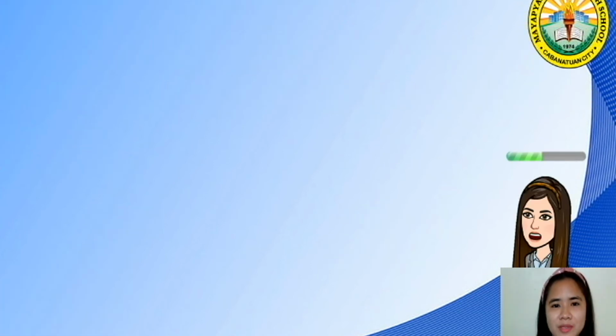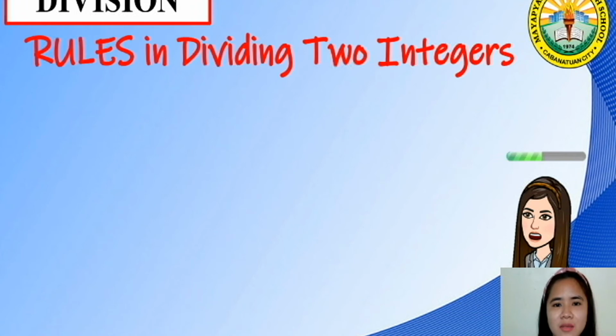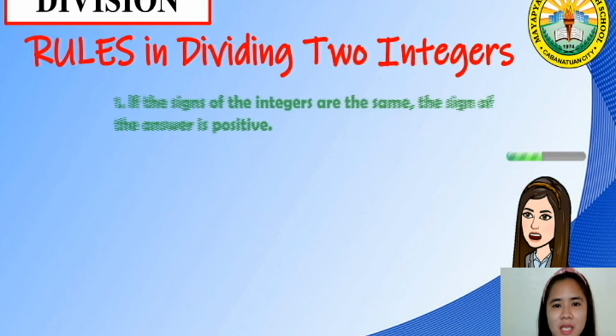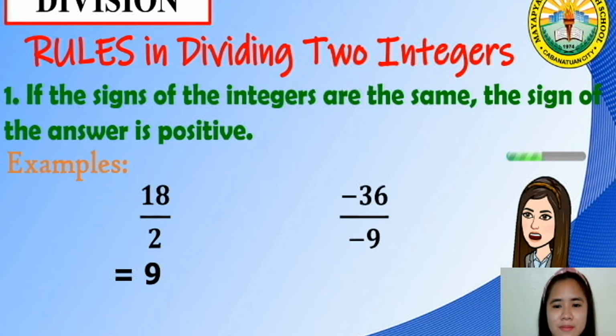The last operation is the division. The rules in division are the same as the rules in multiplication. That means, if the signs of the integers are the same, the sign of the answer is positive. Let's have examples. 18 divided by 2 is equal to positive 9. Negative 36 divided by negative 9, the answer is positive 4.